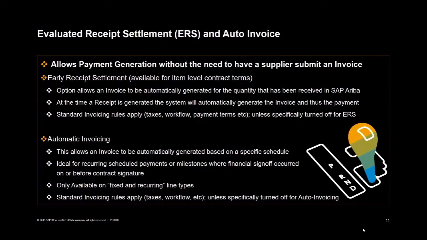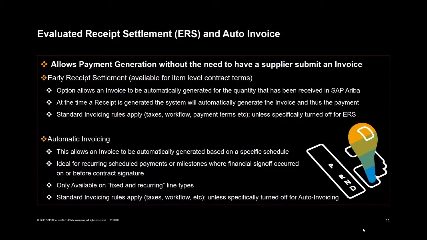Evaluated receipt settlement, ERS, sometimes referred to as early receipt settlement, and the auto invoice option are one and the same. The difference is that one pays when you receive the goods, one pays on a scheduled due date. Early receipt settlement, or evaluated receipt settlement, is available for item level contract terms and allows the system to automatically generate an invoice based on the receipt. Once you receive it, an INV document will be generated in the system. All of your same approval rules will apply to that if you have any set up, and it will go through the IR and then apply a payment at the end of that.